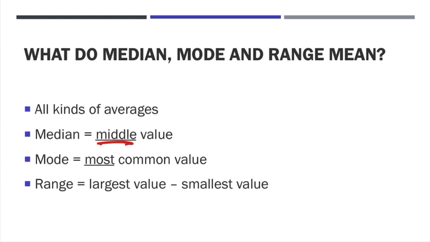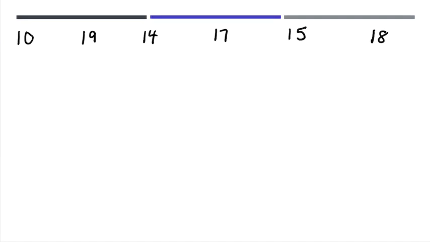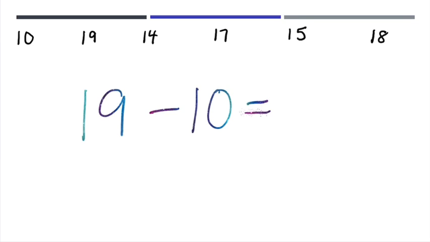Now let's move on to the range. Okay, we've looked at the median, which is the middle. We've looked at the mode, which is the most common. Now let's look at the range, which is the largest value, subtract the smallest value. So here's our set of data. Let's find the largest value of this set. Yes, 19. And the smallest value of the set, 10. I'm sure you can do this one. 9. So the range is 9.